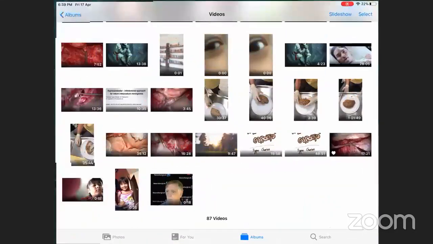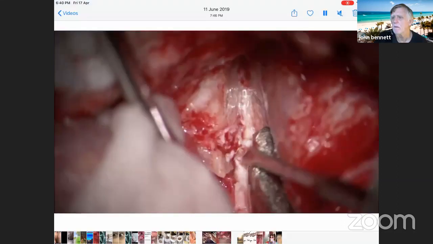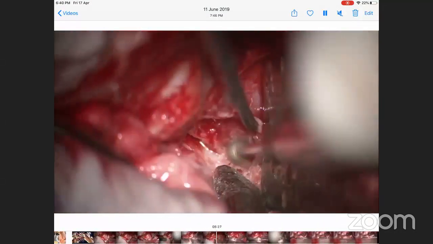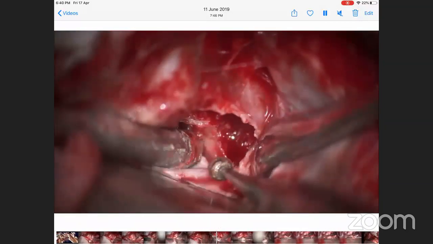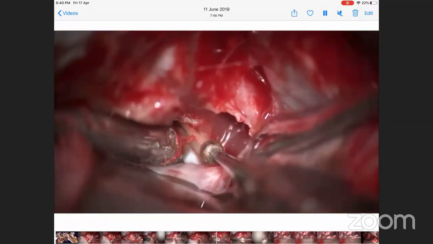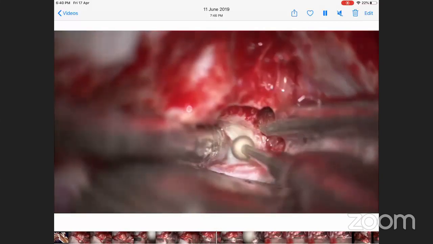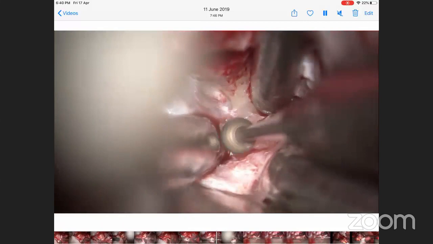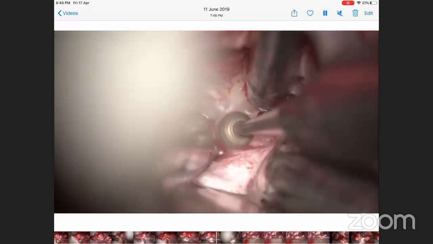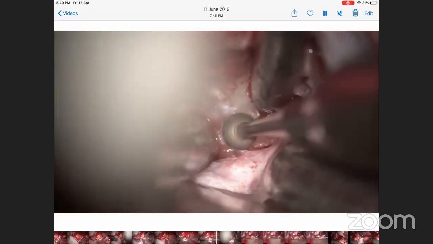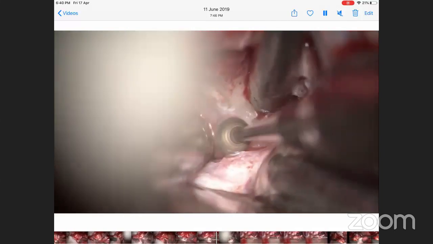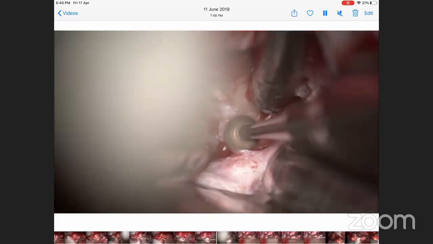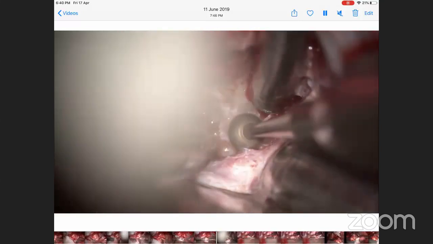You're seeing my screen? Yes. All right, so we are drilling off that clinoid. And now you can see the optic nerve there, medial to where my drilling is going on. You can see the optic nerve roof is completely unroofed. And I am drilling away the strut now.